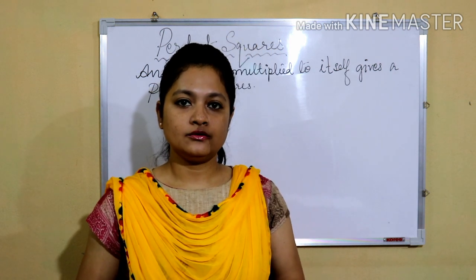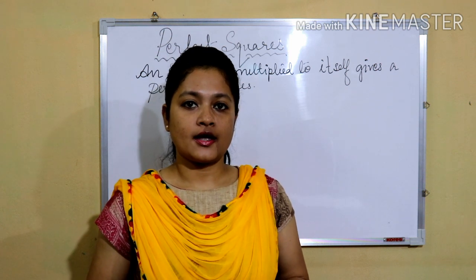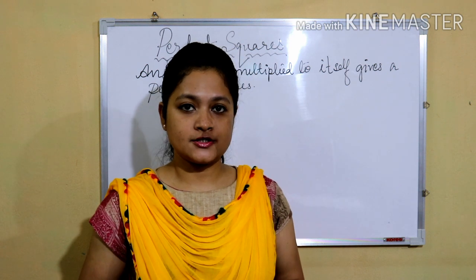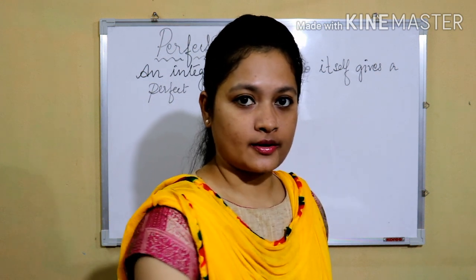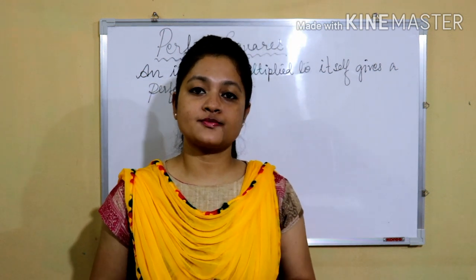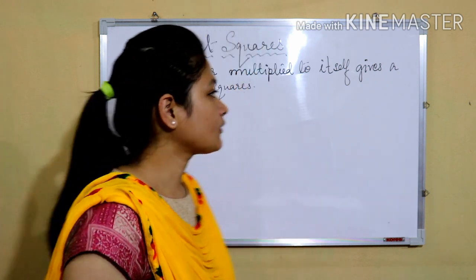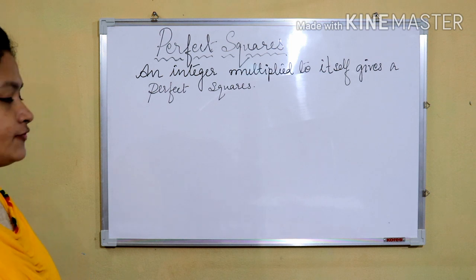Today in this video we'll understand what are perfect square numbers and some related topics of squares and square root. At first let us recall what is perfect square. A perfect square is an integer which is multiplied with itself. So an integer multiplied to itself gives a perfect square.